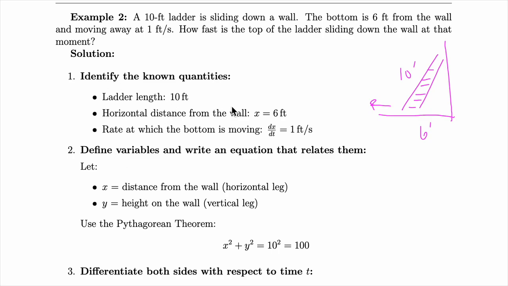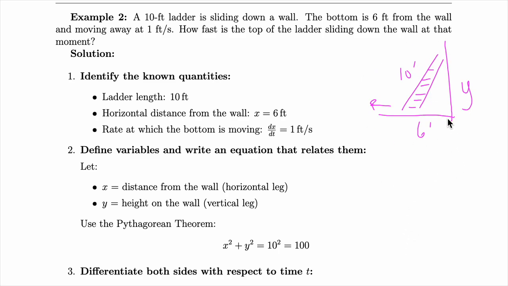So again, our givens: ladder length is 10 feet, horizontal distance from the wall is 6 feet, and the rate at which the bottom is moving is dx/dt equals 1 foot per second. Now, again, this is probably the hardest step. We're going to define our variables. x is our horizontal distance. y is our vertical distance, or height on the wall. So that's here.